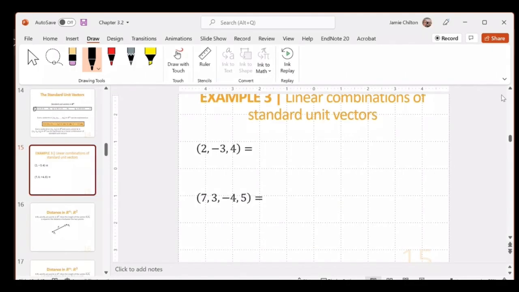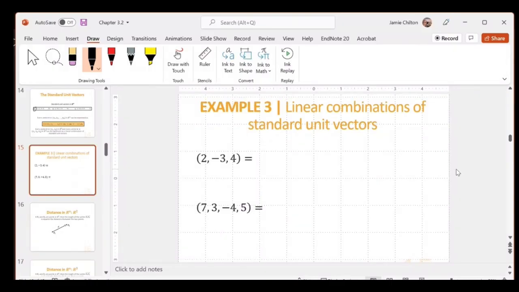Okay, so here we have, for example 3, how would we write this particular vector as a linear combination of the standard unit vectors? Well, I'll go ahead and show you. You've probably already looked at example 3. Don't forget, this one we're looking at 3 dimensions, so we're going to have our notation using i, j, and k. Here we would write this as 2i minus 3j plus 4k. So this vector would be a linear combination of these standard unit vectors.